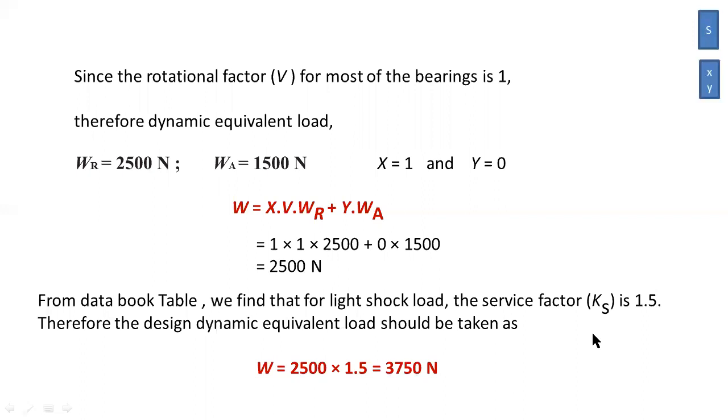And here the service factor we also consider for light shock loads. So from the data handbook, for light shock loads, ks equal to 1.5. Already we have discussed this in the previous slide. So you have to multiply this 1.5 with the equivalent dynamic load, that is W equal to 2500 into 1.5. This is the final equivalent dynamic load. By using this value, you have to find the value of C.